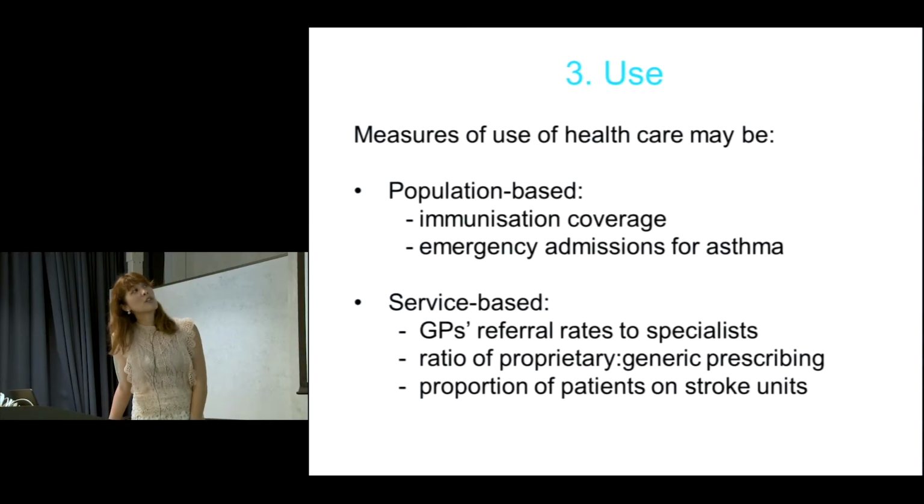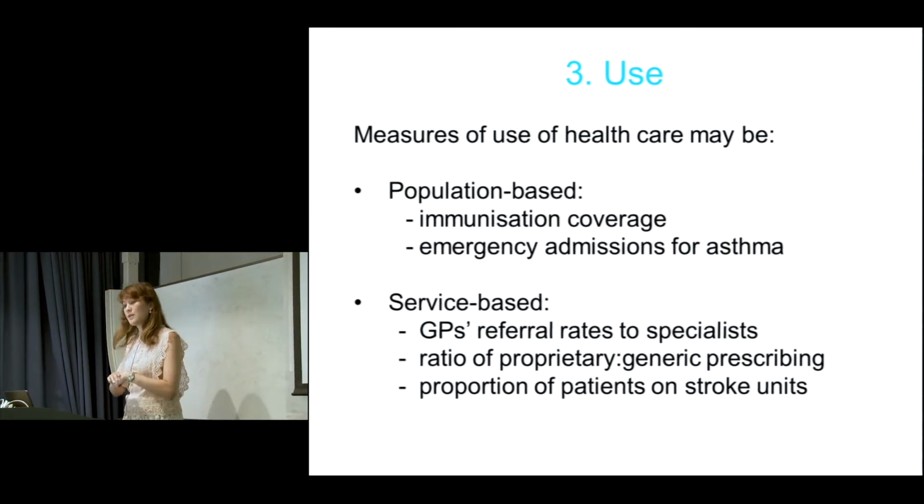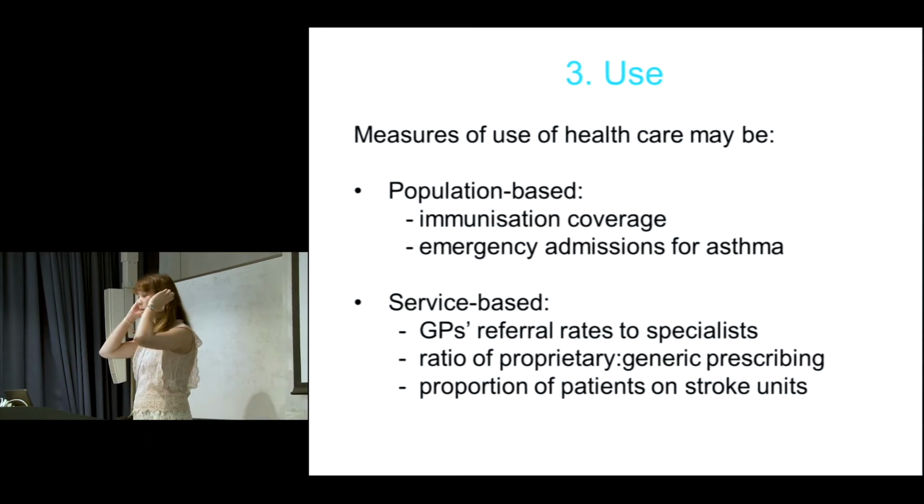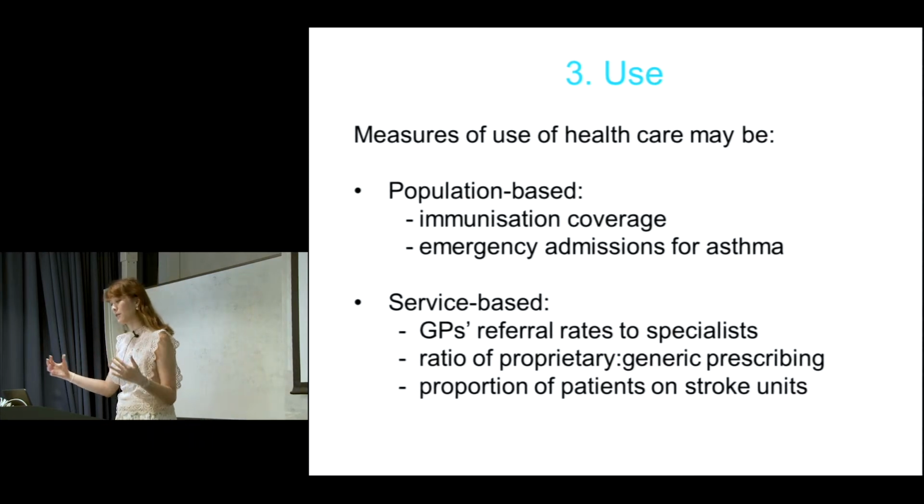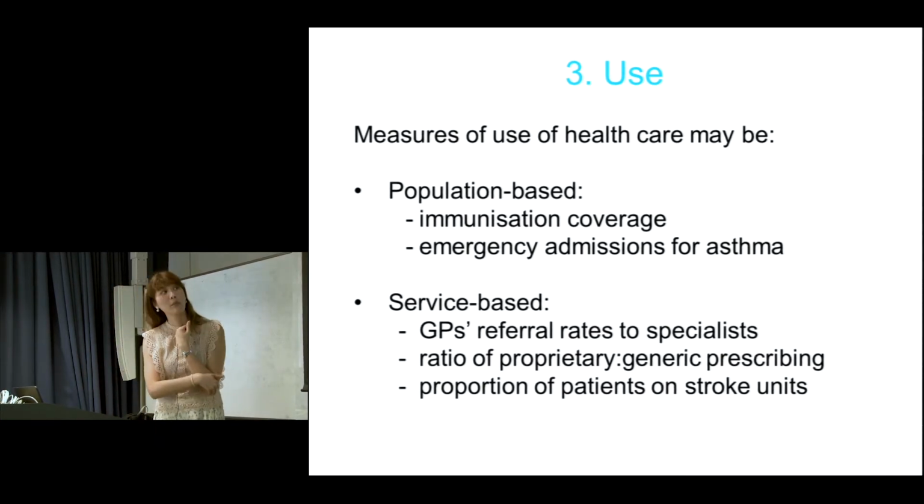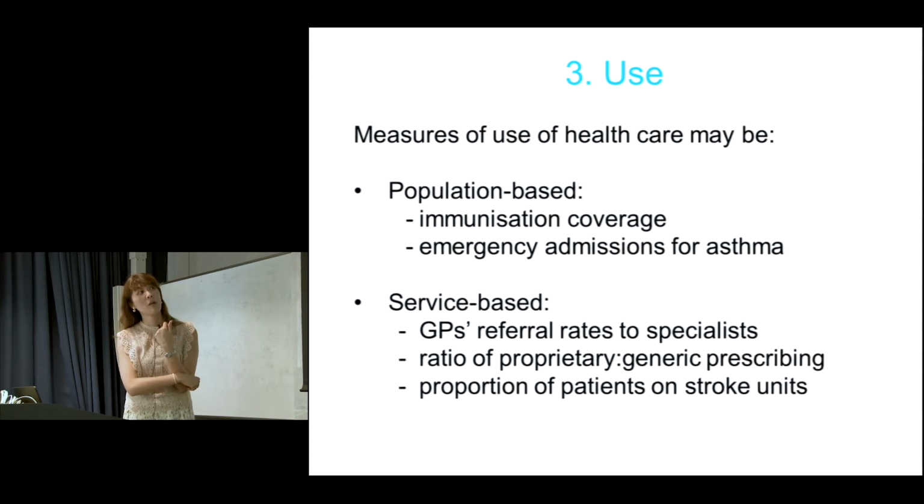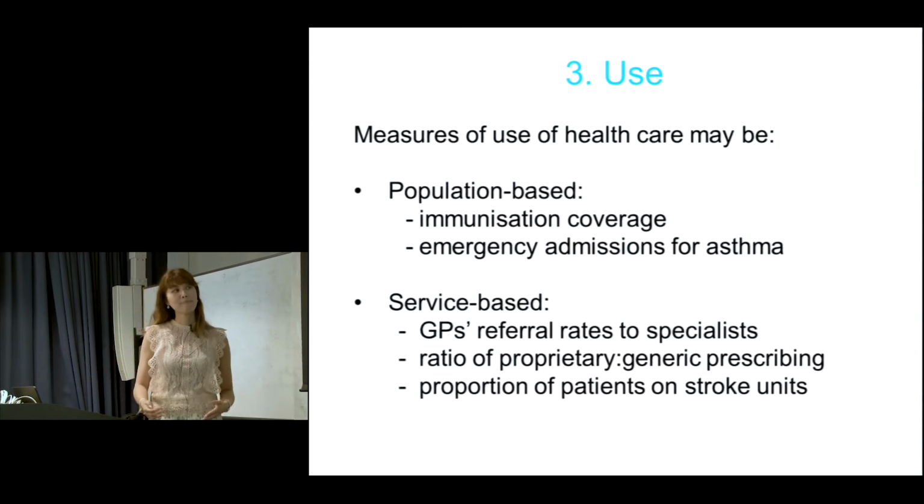So thirdly, use. Now, we can look at use in different ways, from different perspectives. Mainly, the measures of use are from two different perspectives, different ways of accounting for where the data comes from. Firstly, is population-based, so where the individual population is counted. For example, we can have immunization coverages, emergency admissions for asthma, we count the number of people, that's population-based.